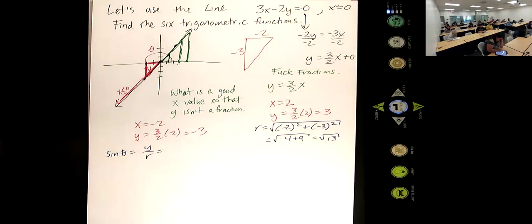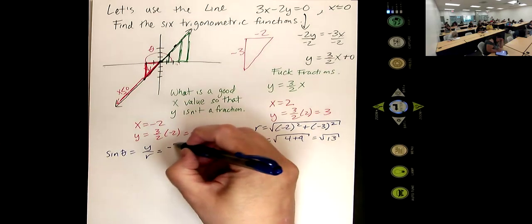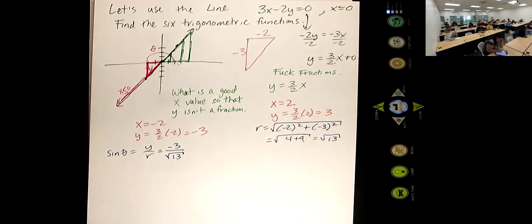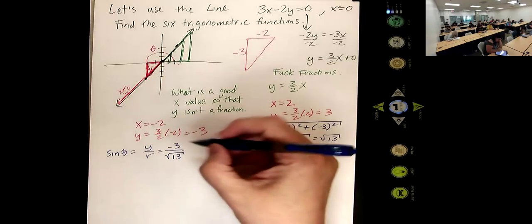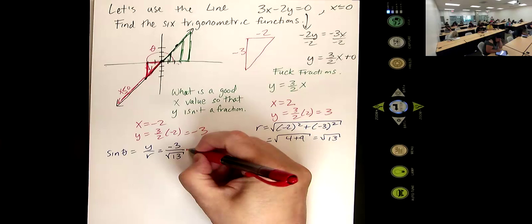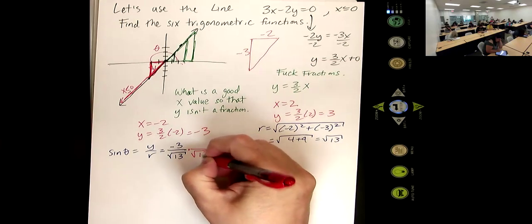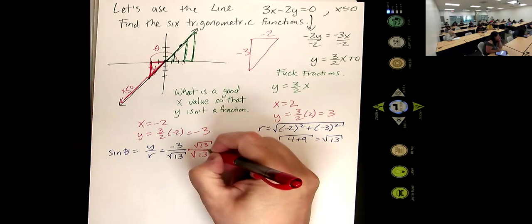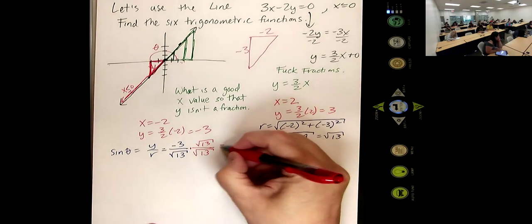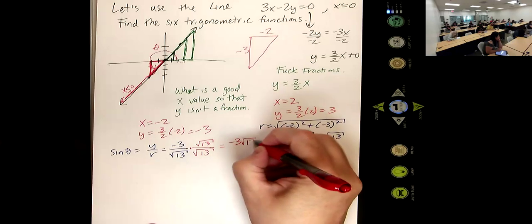So sine of theta is -3 over the square root of 13. And if we rationalize the denominator, we don't like leaving radicals in the bottom, remember that from algebra? We get this is -3 root 13 over 13.